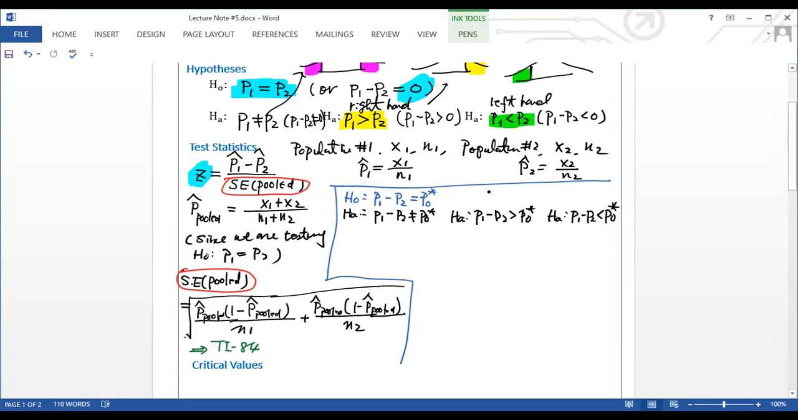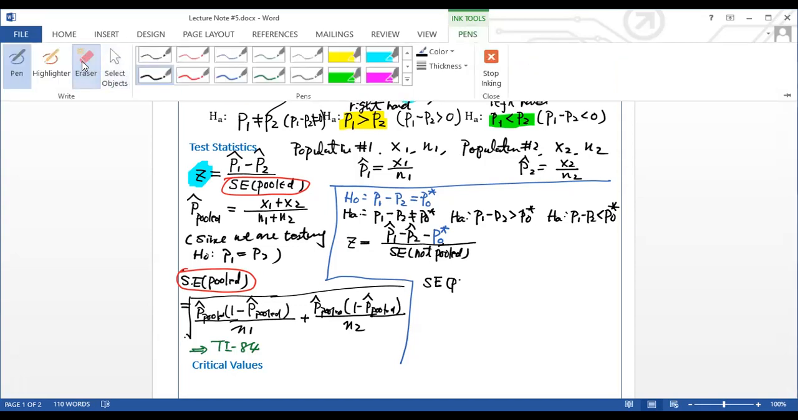If you use this one, your test statistic is still Z. You still use P1 hat minus P2 hat, but now you subtract out this difference, P0 star, and then divide by the SE. This SE is not pooled, because right now I'm testing that they differ by a certain number. So this is the SE, not pooled.